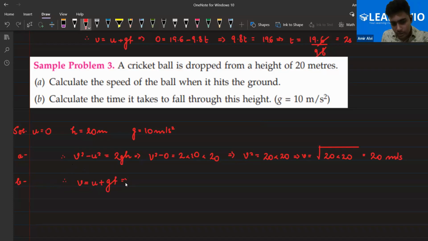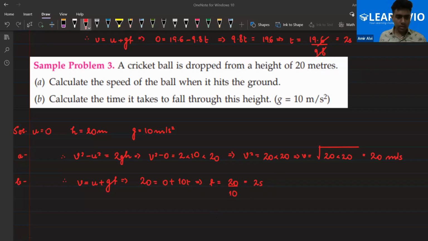Okay, Tejas, let's see. 20 is equal to 0 plus 10 into t. So t would be equal to 20 by 10. That is coming out to 2 seconds. Is that clear to all of you? This is your answer. Yes, sir. Any doubt so far to anyone? No, sir.